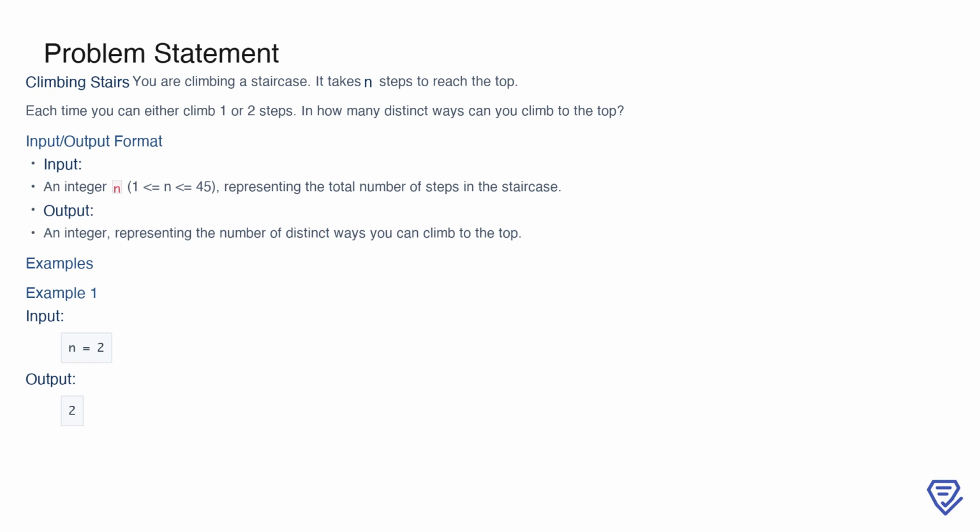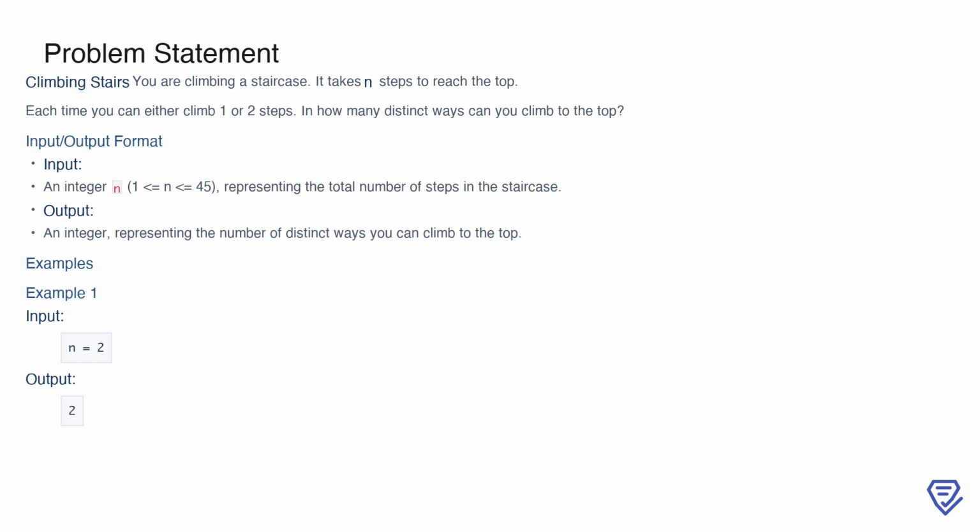In this problem, we are tasked with figuring out how many distinct ways you can climb a staircase that has n steps. The key here is that each time you make progress, you can either climb one step or two steps. So, the challenge is to determine the total number of unique combinations of one-step and two-step moves that would allow you to reach the top of the staircase.